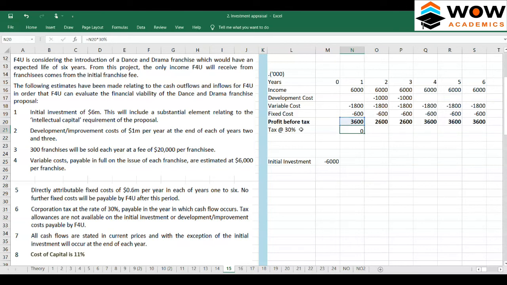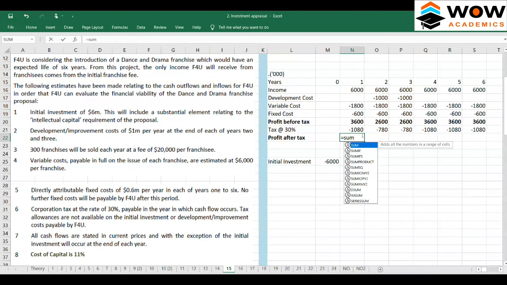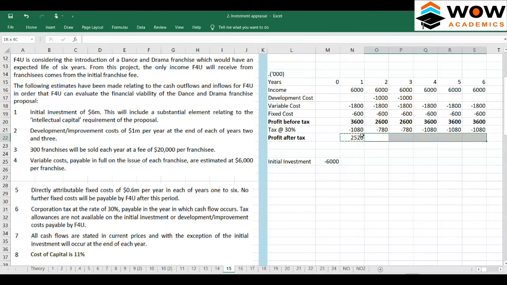Let's see whether it works. 30%. Okay, it works. So tax is usually a negative number, so we will put minus 30%. So we'll copy it and paste. So tax is done. So we have another number called profit after tax. So that's going to be a sum of, or we can just simply add this with this. We got a number. So our sum is done till here.